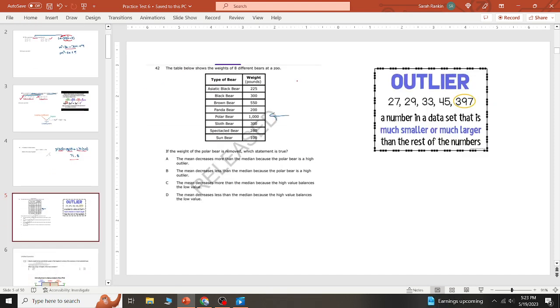All right, the table below shows the weights of 8 different types of bear. Notice this one's kind of an outlier, right? The polar bear. If the weight of the polar bear is removed, which statement is true? An outlier is a number that's much larger or much smaller than the rest of the data. As soon as we take that outlier out, the mean is going to change significantly. In this case, the mean is going to decrease because we're taking out a huge number. The median is going to stay relatively the same because remember, the median is the middle value. So the right answer here is A.